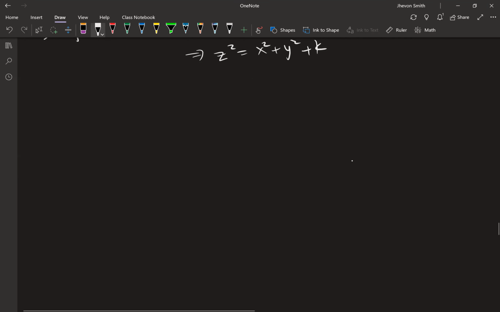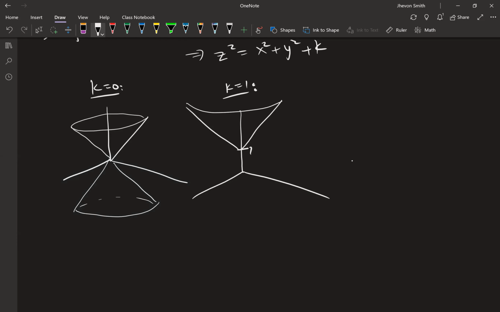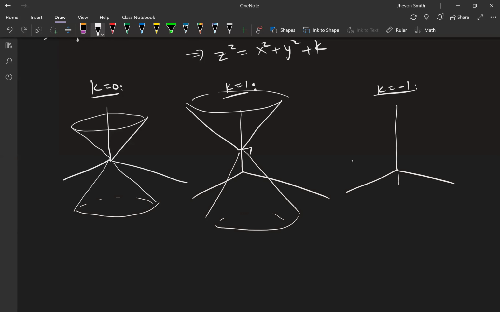So we know that if k equals 0, then that's just a cone opening in both directions. If we have k equals 1, that's a cone shifted up at level 1. We can have k equals -1, and that's a cone shifted down to -1.